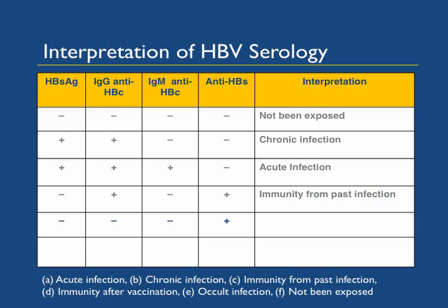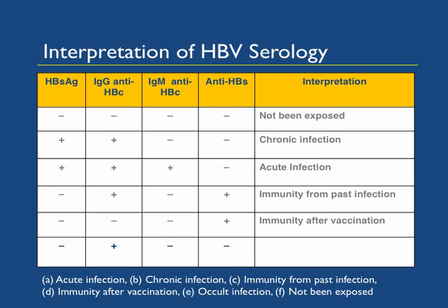Now we have someone who only has surface antibody, no surface antigen, and no core antibody. What's that? Well, that's immunity after vaccination. The vaccine contains only surface antigen, so that's the only antibody that a vaccinee would mount against. Note that if you have immunity from past infection because of exposure to the virus, the core IgG antibody would also be positive.